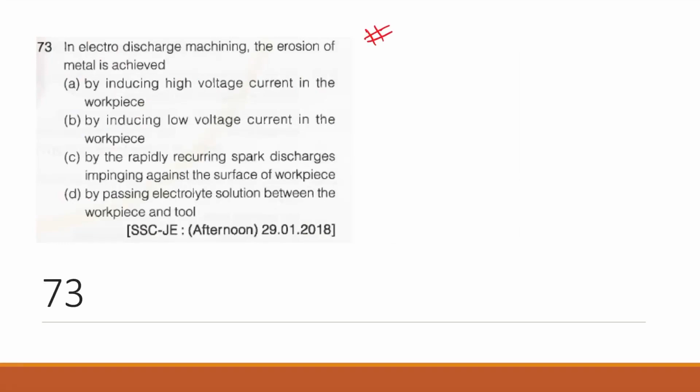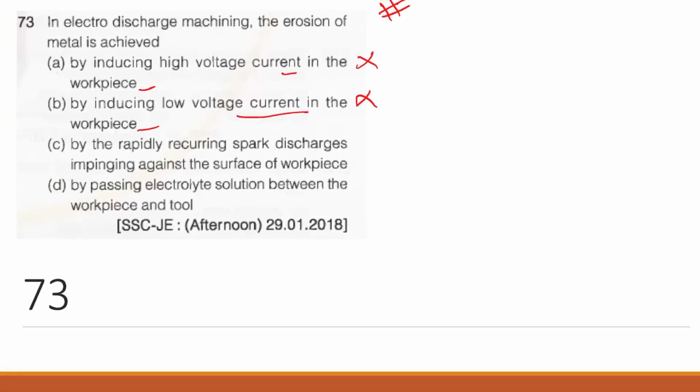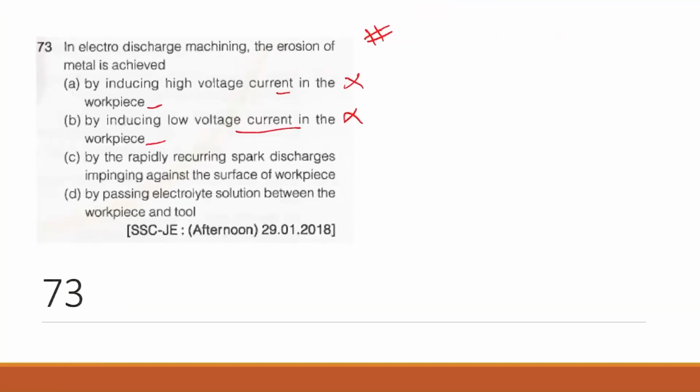In electro discharge machining, the erosion of metal is achieved. So by inducing high voltage current in workpiece? No. By inducing low voltage current in workpiece? This is also wrong. By rapidly recurring spark discharge impinging against the surface of the workpiece. So this is the correct answer. And the last option, by passing electrolytic solution between the workpiece, is also wrong. So the correct answer is by rapidly recurring spark discharge impinging against the surface of the workpiece.